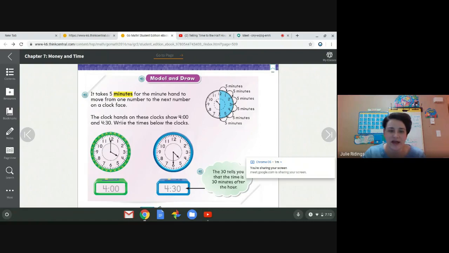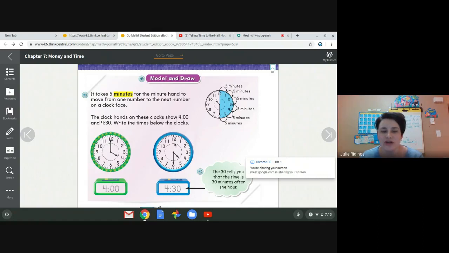So it says the clock hands on these clocks show 4 o'clock and 4:30. Write the times below the clocks. So we have our short hour hand pointing right on the 4. And our long minute hand is right on the 12. The long minute hand. Think about it. Minute has 1, 2, 3, 4, 5, 6 letters. Hour only has 4, so minute's a long word. Minute is the long hand. It's on the 12, so we say 4 o'clock. So you would trace over 4 o'clock. We put 00 when it's on the 12.